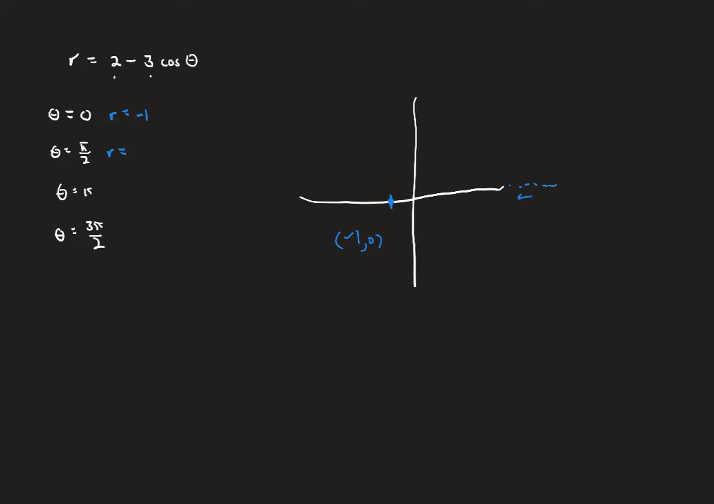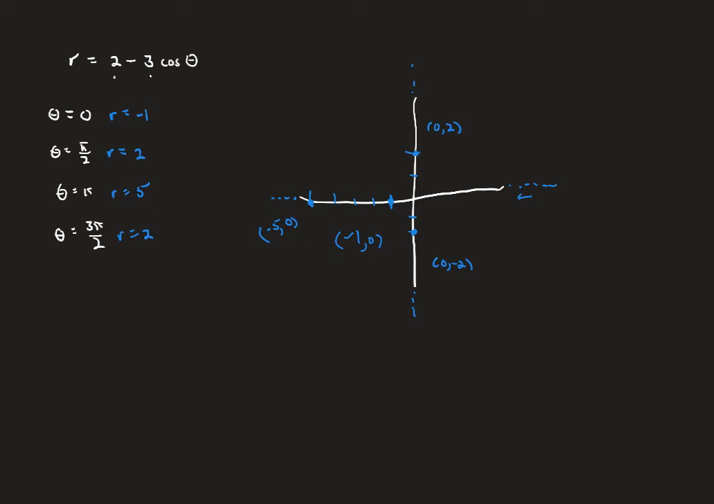At pi over 2, cosine pi over 2 is 0, so r is going to be 2. So at the angle pi over 2, I'm going to go up 2, and I will label that in xy coordinates as 0, 2. At pi, cosine of pi is negative 1, times the negative 3 makes that positive 3, plus the 2 is going to give us an r value of 5. So on the angle pi, which is over here, I'm going to count out from the pole 1, 2, 3, 4, 5, and plot that point, and in rectangular coordinates, that's negative 5, 0. At 3 pi over 2, cosine is again 0, and so we'll just get 2. So at the angle 3 pi over 2, we're going to come out from the pole 2, and I'll label that in rectangular coordinates as 0, negative 2.